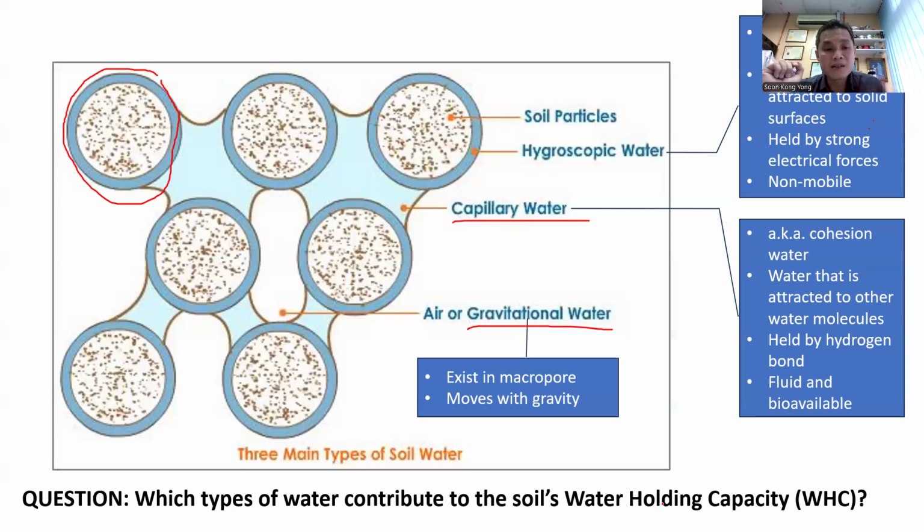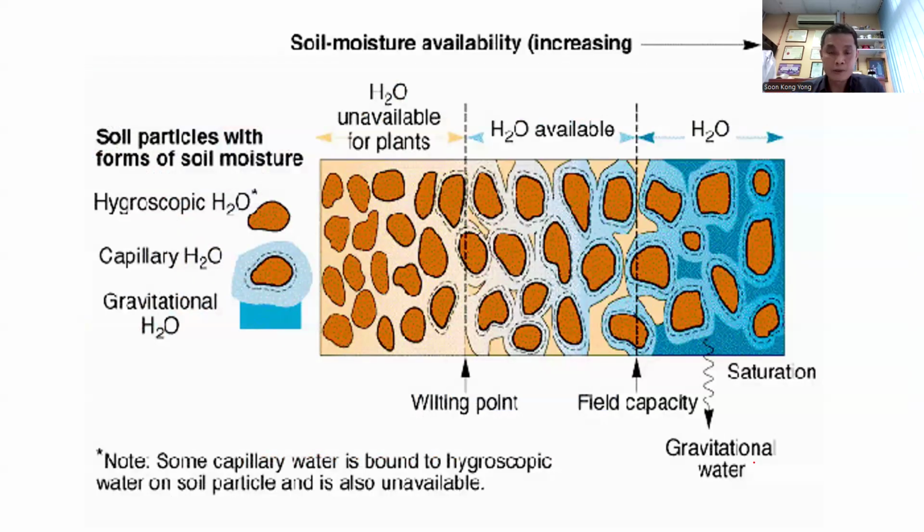Now, to answer this question, the answer is all the water except hygroscopic water. Sorry, all the water except the gravitational water. My mistake. Because gravitational water usually is gone in a split second after gravity. The ones that stick to the soil particle are hygroscopic water and capillary water. So when you dry it up, it counts as the water holding capacity.